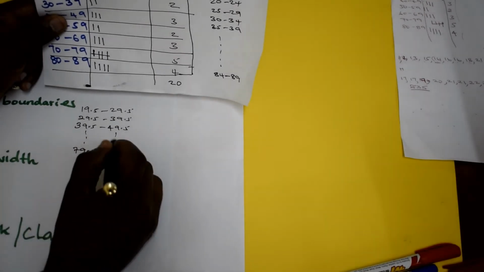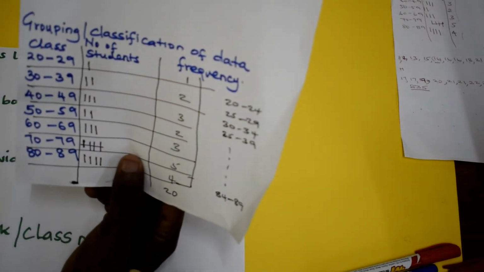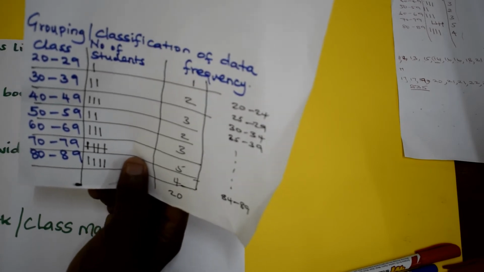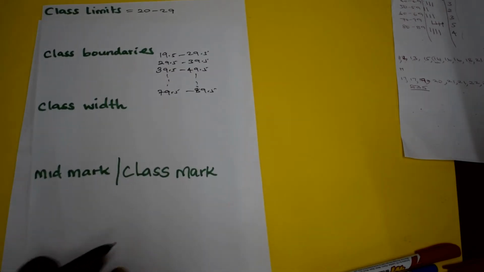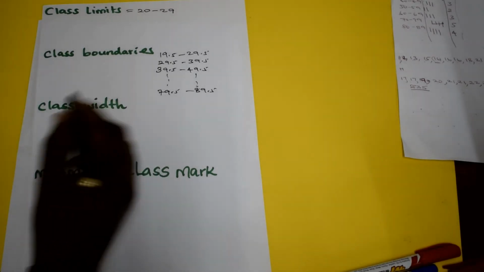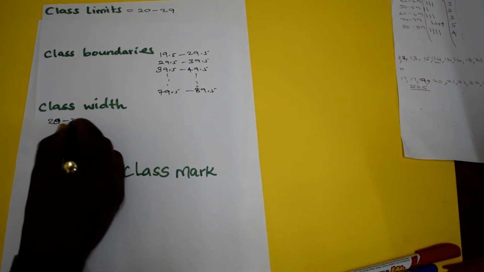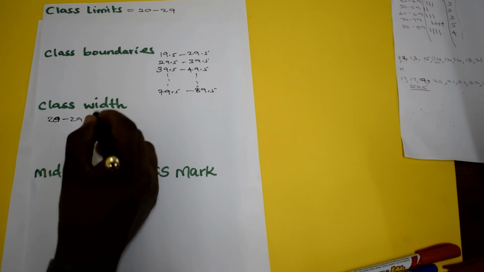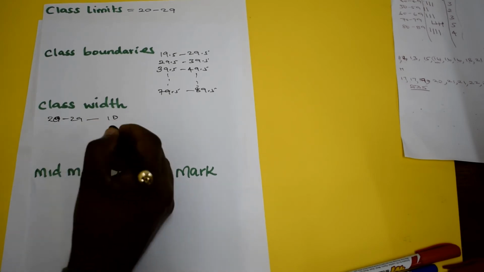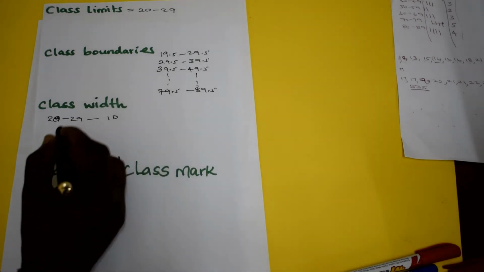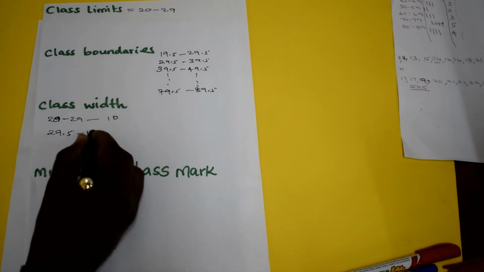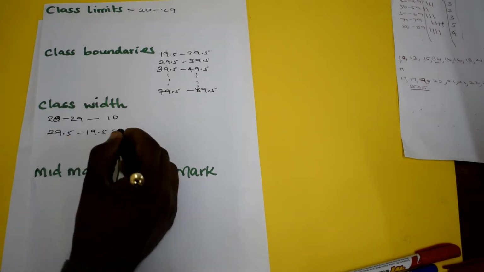So there are some classes I have skipped here. Then we have the class width, or what we call the class interval. So an interval between this class that we are having, for example, 20 to 29, by counting from 20 to 29, we are going to get 10. So there are 10 intervals between this class. How easy can we also get it? We can use the boundaries, for example, 29.5 minus 19.5, and this will give us 10.